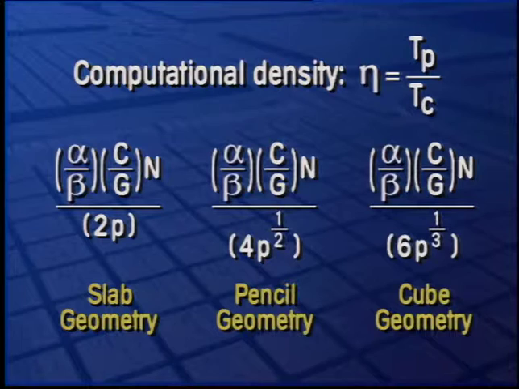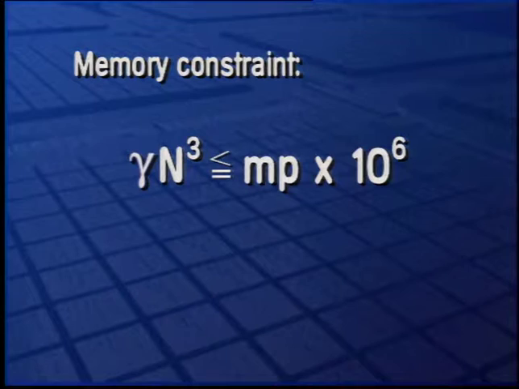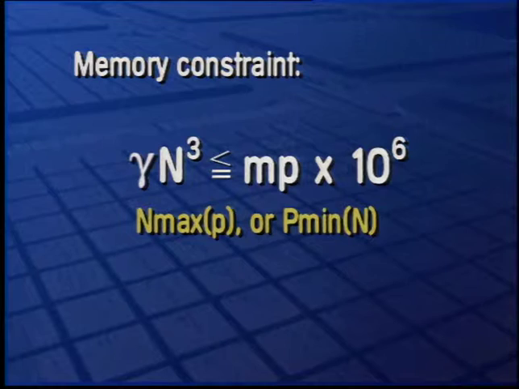Another important factor is memory constraint. We cannot solve a problem if it does not fit the memory that is available in the system. So, gamma times n cubed should be less than or equal to the memory size m times the number of processors p, that is the total available memory size. From this relation, we can either obtain the maximum size problem for a given processor number p, or the minimum number of processors required to solve a problem with a given size n.